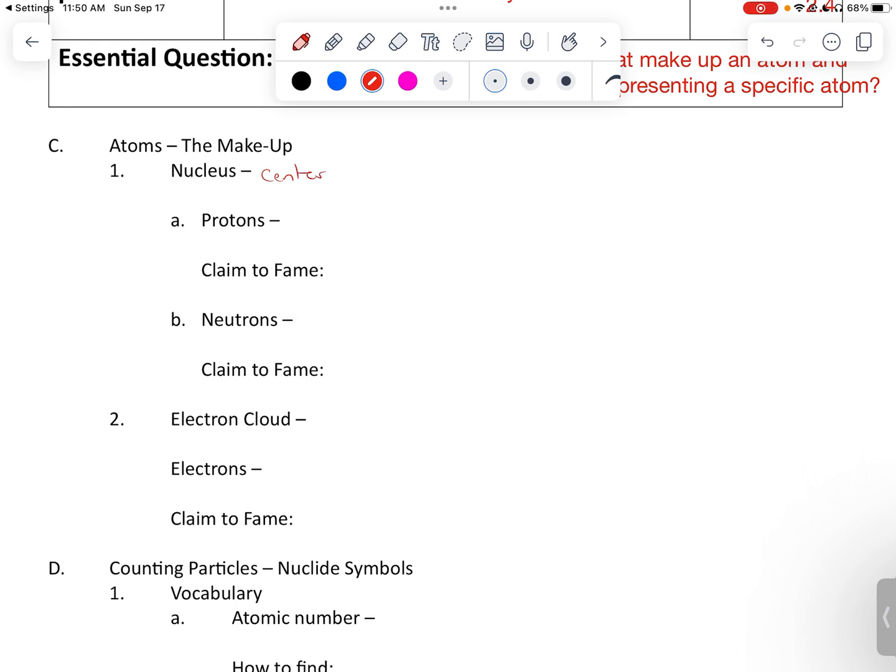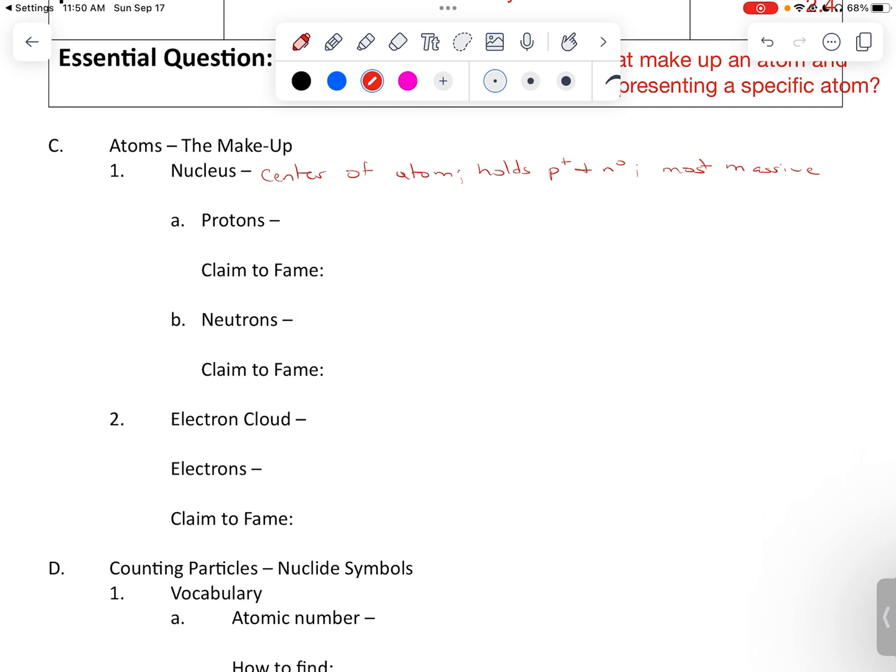The center of our atom is the nucleus, and the nucleus holds the protons and neutrons. This is also probably the most massive portion of the atom. And when we talk about massive, we're talking about mass. We're not talking about size, because it's actually very, very small, but it makes up most of the weight or mass of an atom.